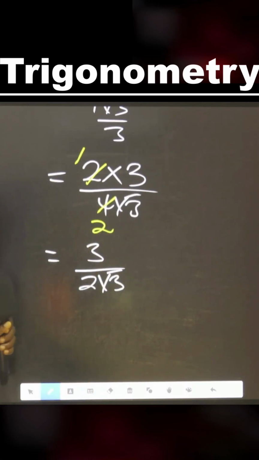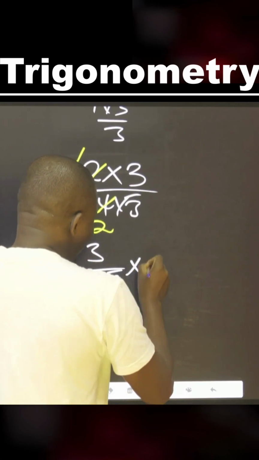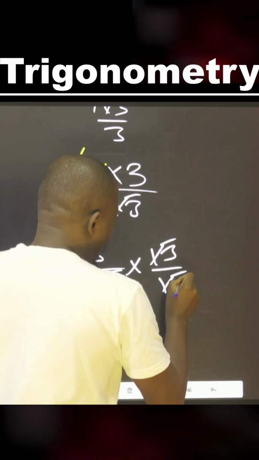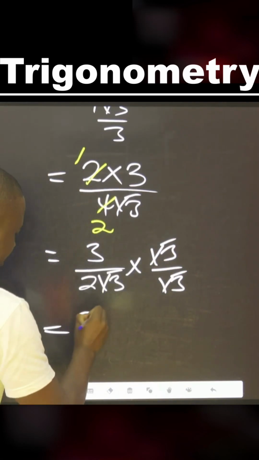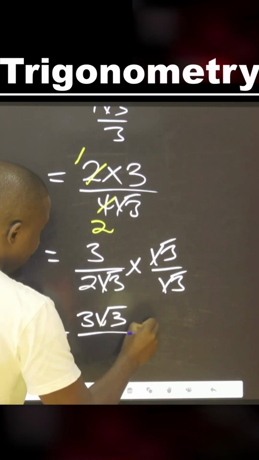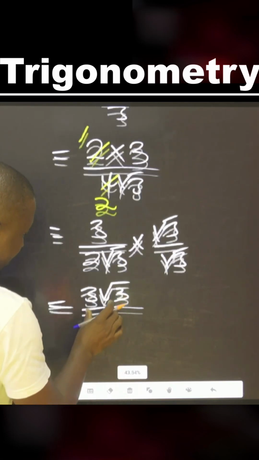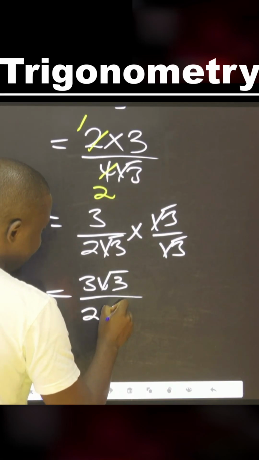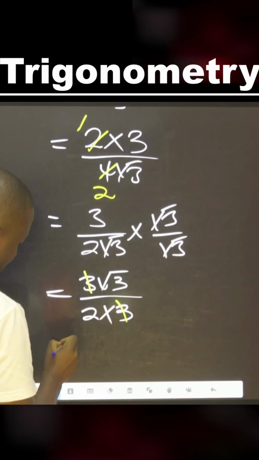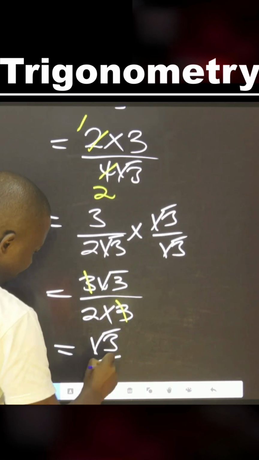Now we still rationalize the denominator here. To have multiplied by this over this will give us 3 square root of 3 over 2 multiplied by 3. This and this will cancel. We have square root of 3 over 2.